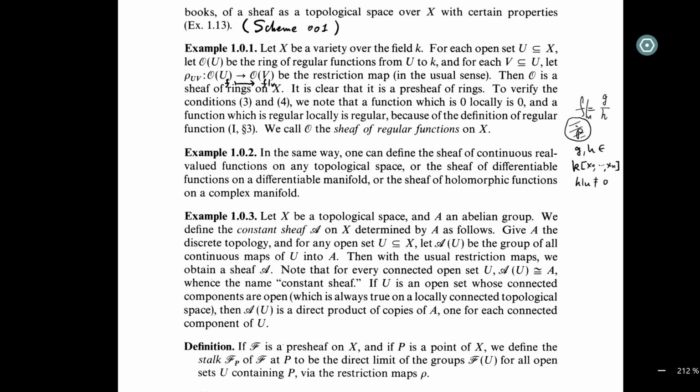So you see, if you have an open covering, let's say for example U1, U2, for U1 you have a regular function f1, and here you have a regular function f2.